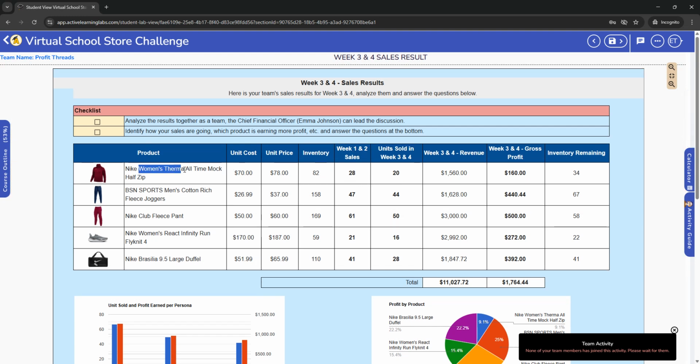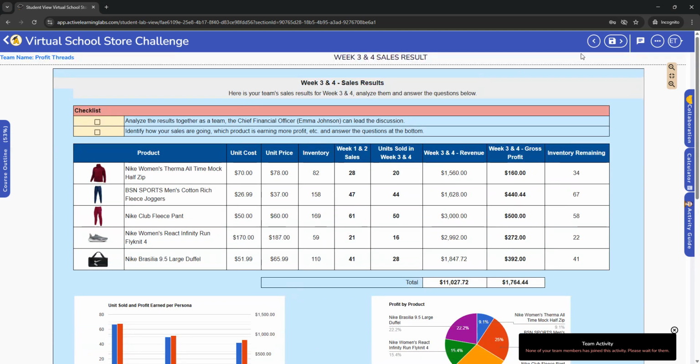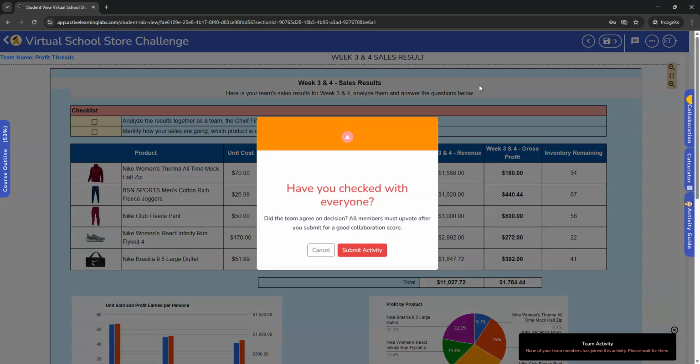Here's the product, cost, price, and these last 2 weeks will be using the new price that you set. Inventory purchased, week 1 and 2 sales was 28, and you just sold 20 in the next week. And here is the revenue for this product in the last 2 weeks of sales. Here's the profit generated, and you have a lot of inventory left. That's the end of week 3 and 4.